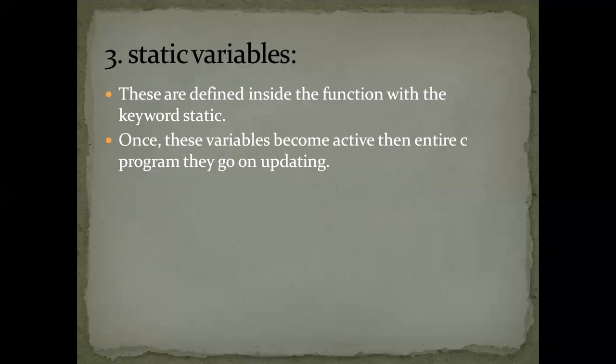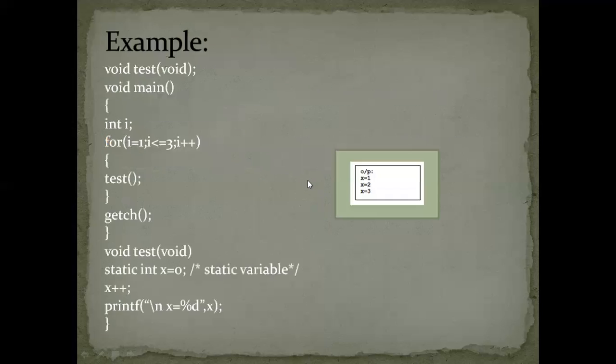So what are static variables? These are visible within the function in which they are defined and the entire C program. They are defined inside the function with the keyword static. We are going to use the keyword static. Once these variables become active, then throughout the entire C program they go on updating. This is very important. We'll see one example, and you will get to know.